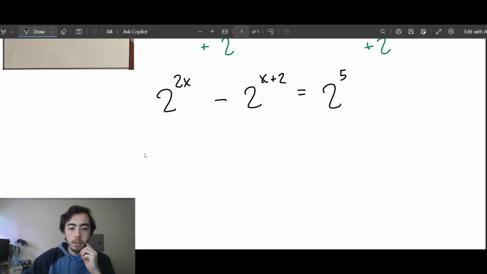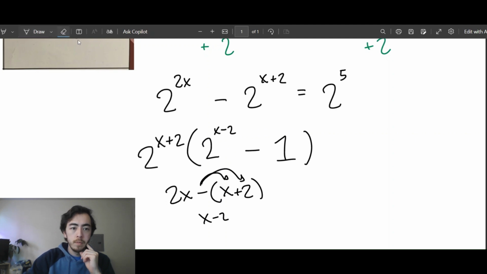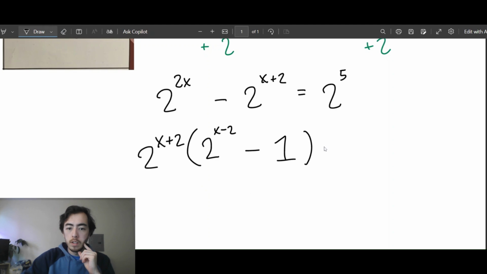If I factor out a 2 to the power of x plus 2, I would be left with a 1 right here. And then 2 to the power of, what's this going to be? Essentially, it'll be 2x minus x plus 2. So I guess if I distribute this negative sign, I'll get x minus 2 for this exponent. And still, supposedly, this is all equal to 2 to the power of 5.